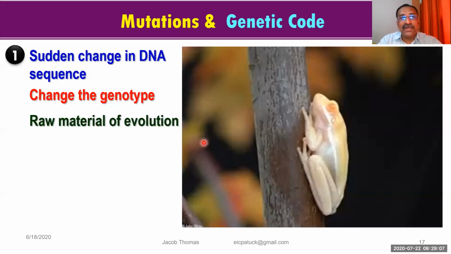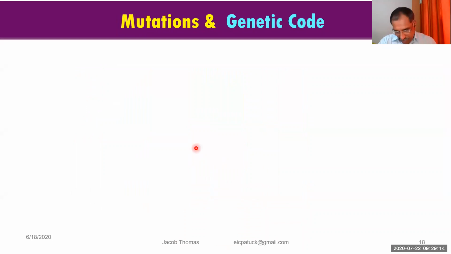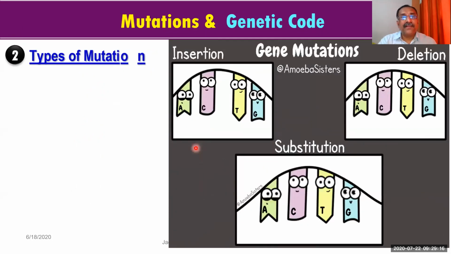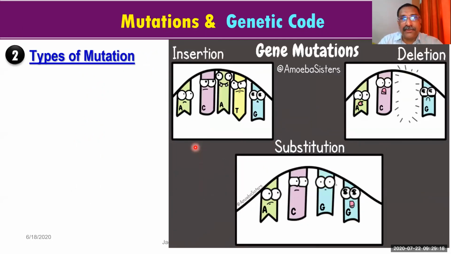Okay, leave it now. So now this is the point. Anyway, the mutation is the raw material for evolution. Now look at this slide: different types of mutation. I already told you one type of mutation in between, but in this slide, you are going to study about different types of mutation.